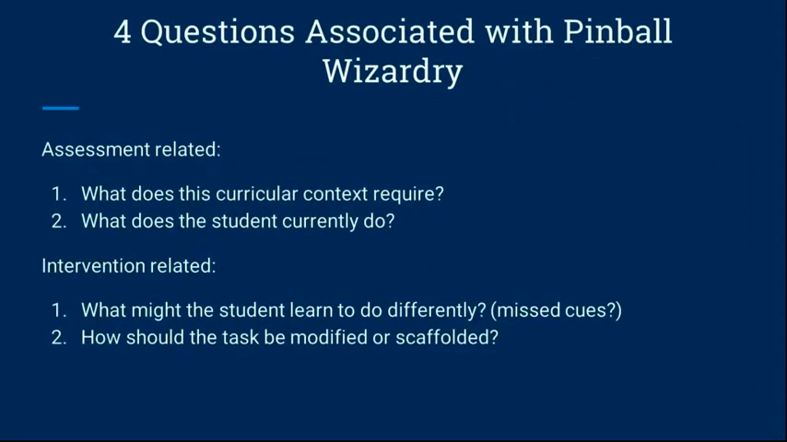4 questions are asked when using the Pinball Wizardry model. When using it for assessing, think about what does the curricular context require and what does the student currently do. During intervention, think about what might the student learn to do differently and how should the task be modified or scaffolded.